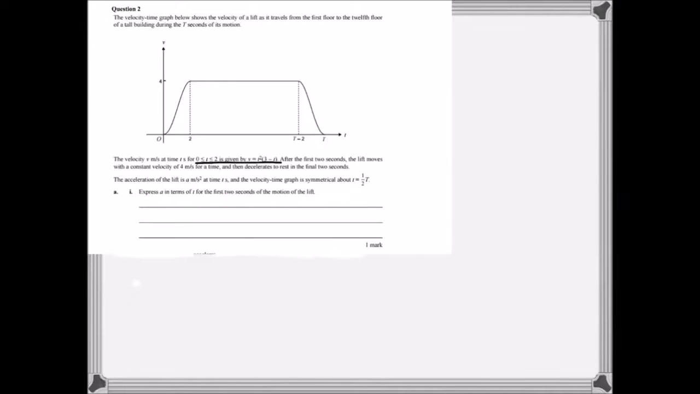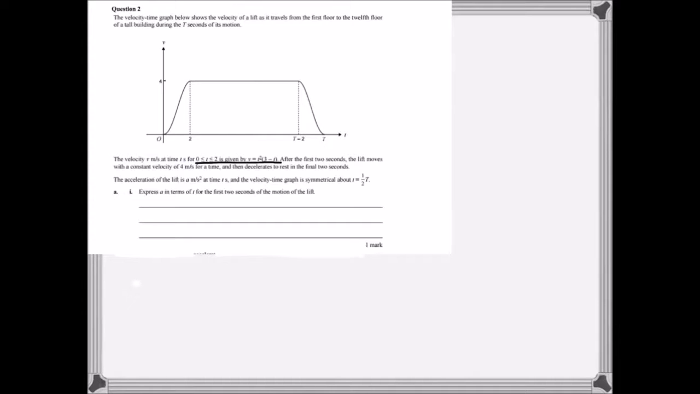Here we go, part 3 of our practice SAC questions. Something to entertain you on the Sunday morning. Here we go. Alright, so we have this question. The velocity time graph below shows the velocity of a lift as it travels from rest to the 12th floor of a tall building during 2 seconds of its motion. Very good, pretty graph.